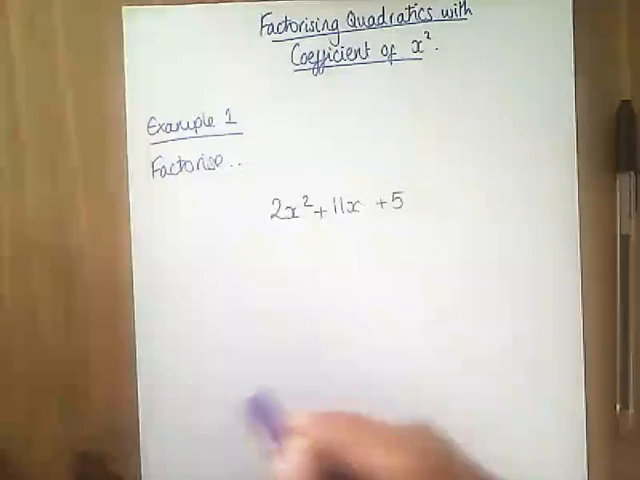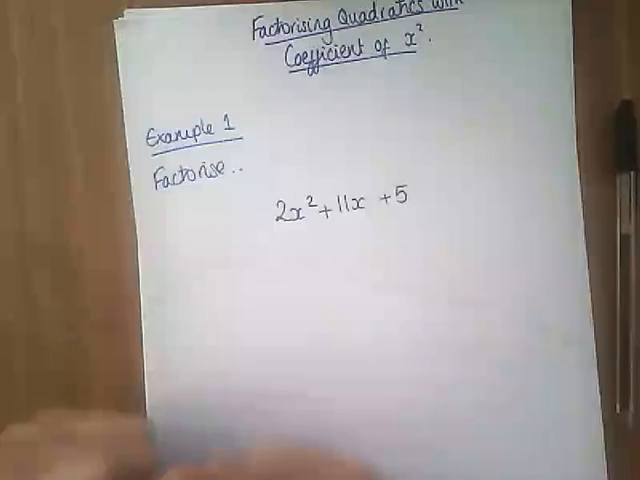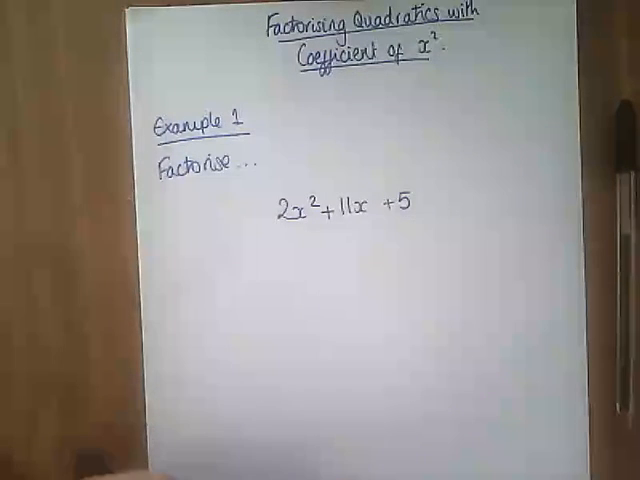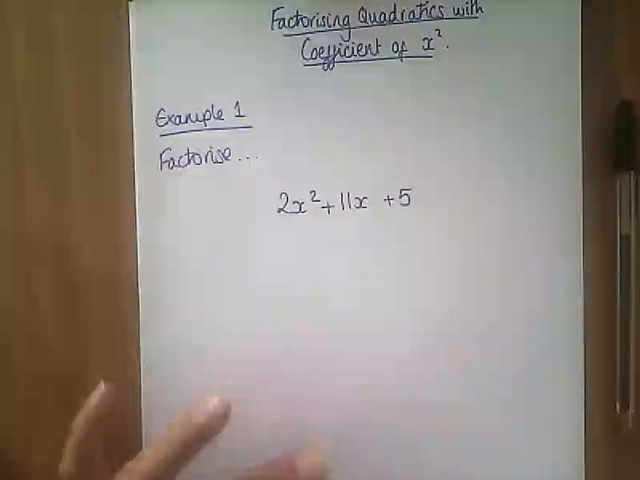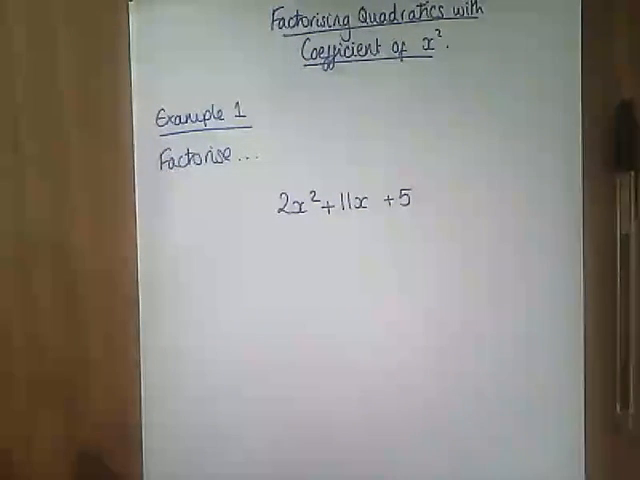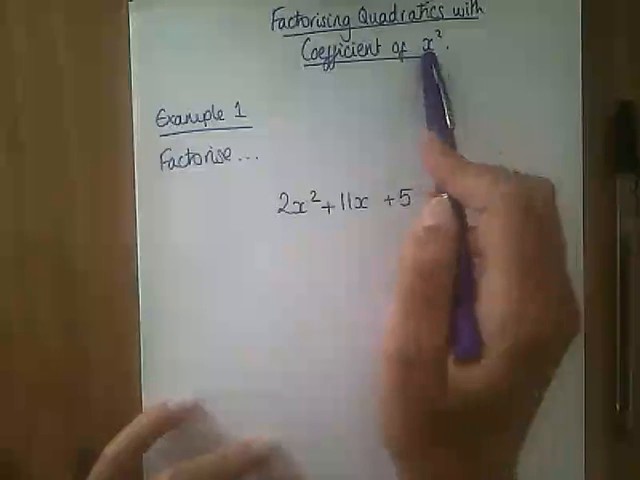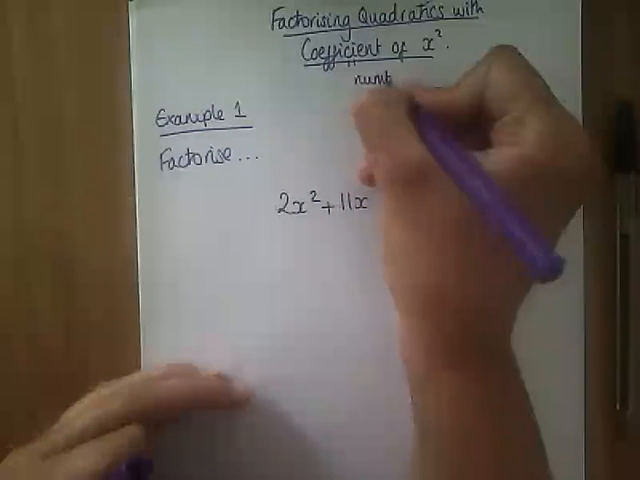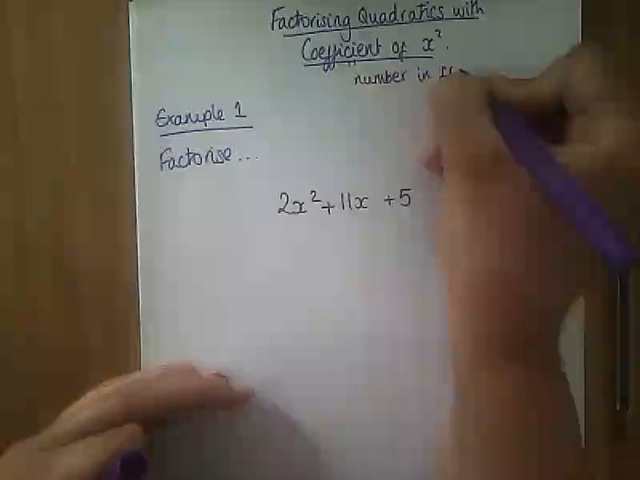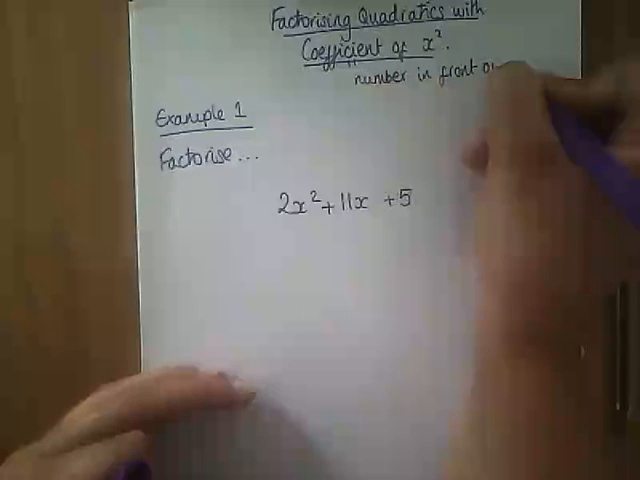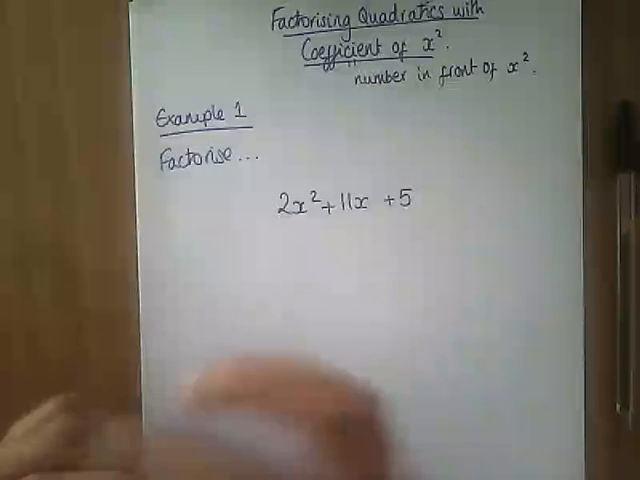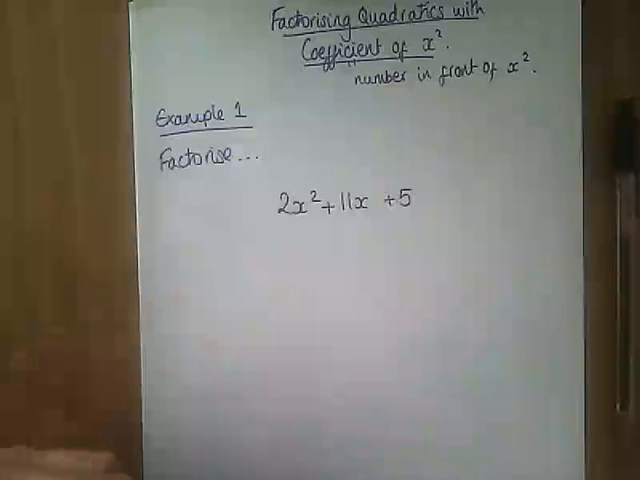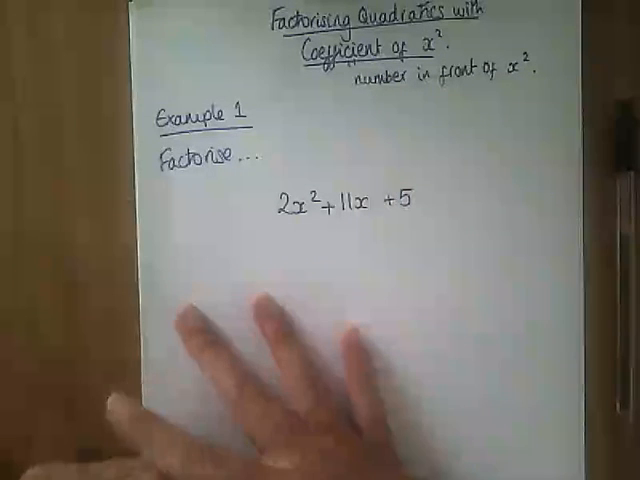Okay, hello, this is a video on factorising quadratics with a coefficient of x squared. If you look at the previous video, there is a video on factorising quadratics where there is no number in front of x squared. Coefficient just means number in front of. So if there is no number in front of x squared, then you need to watch the video on factorising quadratics to see how you factorise those, okay?